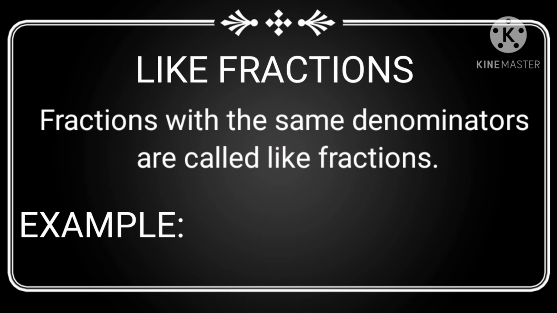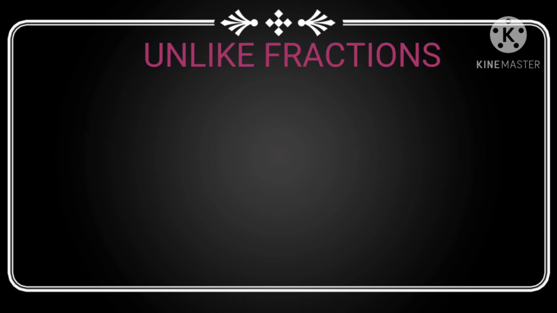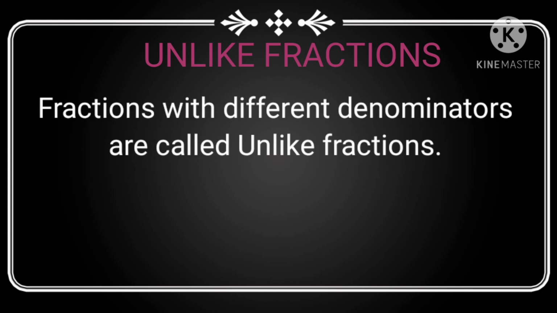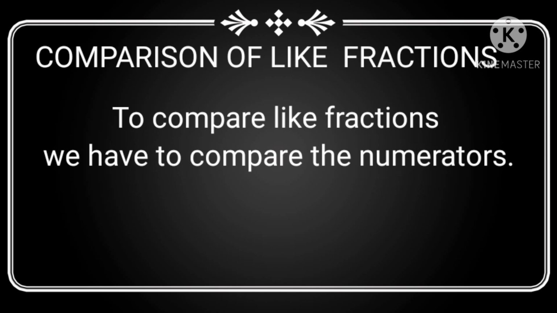Like fractions. Fractions with the same denominators are called like fractions. Example, 2 by 9, 4 by 9, 7 by 9 and 5 by 9. Unlike fractions. Fractions with different denominators are called unlike fractions. Example, 2 by 5, 6 by 7, 3 by 4 and 9 by 10.